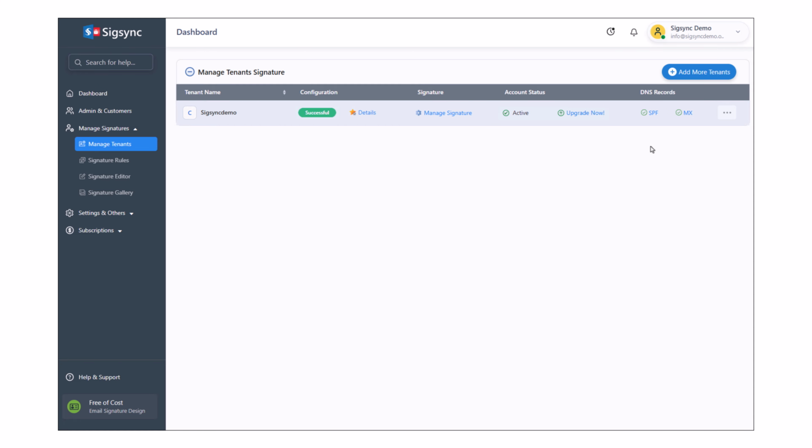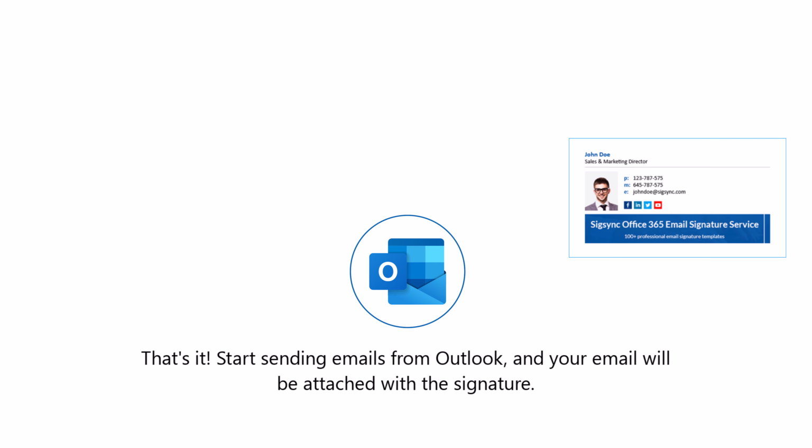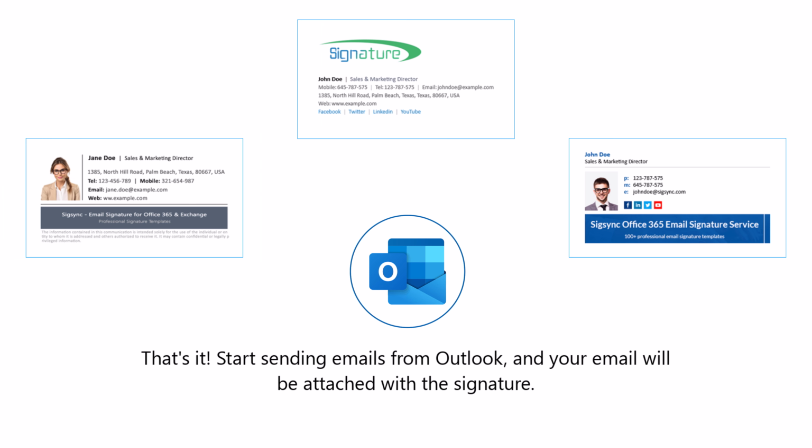From the dashboard, click the SPF Records button and follow the details to add Sigsync domain to your SPF record. That's it. Start sending emails from Outlook, and your email will be attached with the signature.